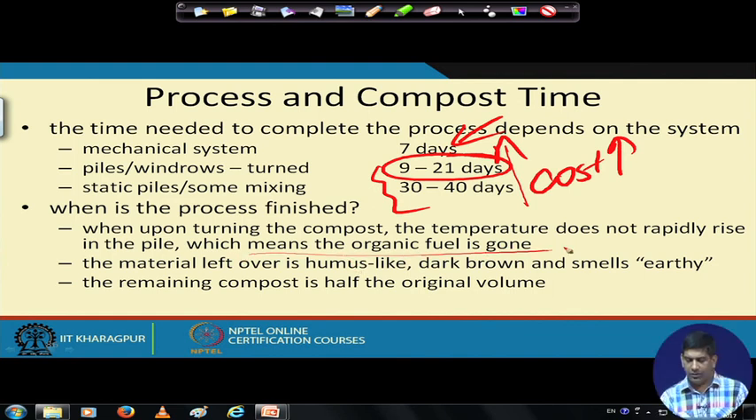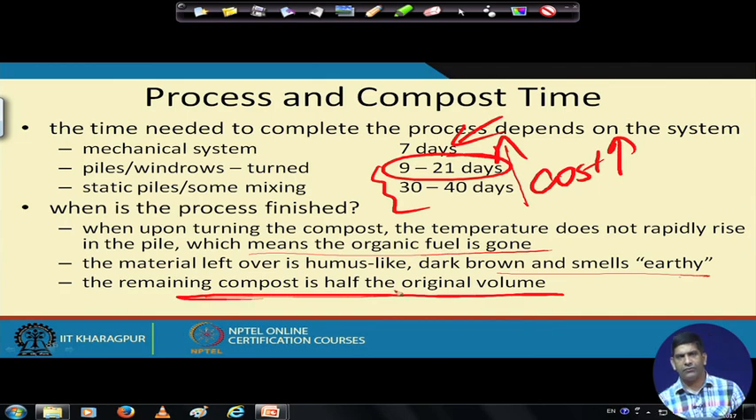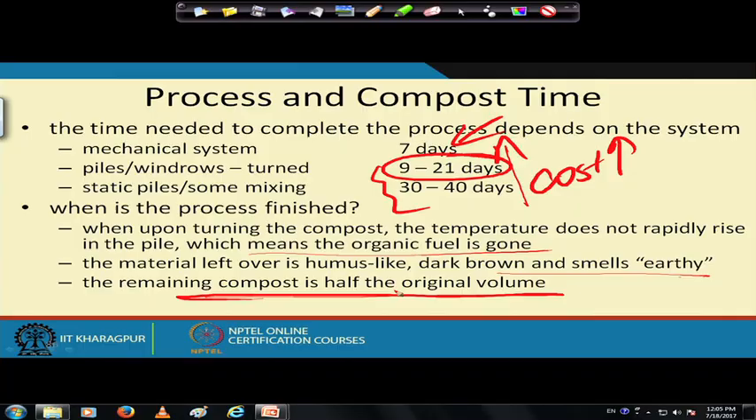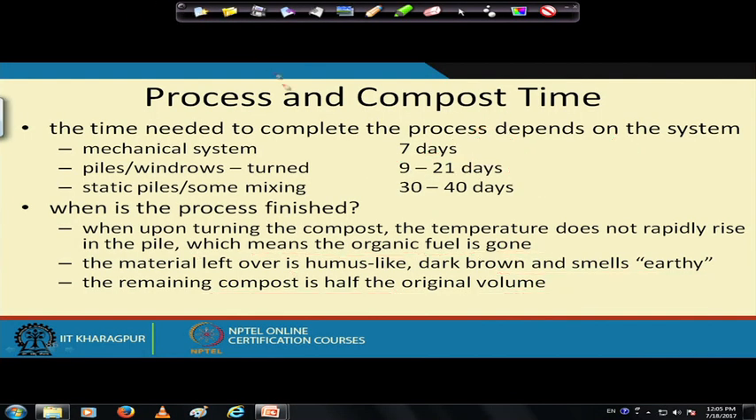Things have been degraded. The material left over is humus-like, dark brown. It smells earthy, like soil. The remaining compost is half the original volume, so it's around 50% of the initial mass that you put in there. That needs to be sold off or used for different applications.